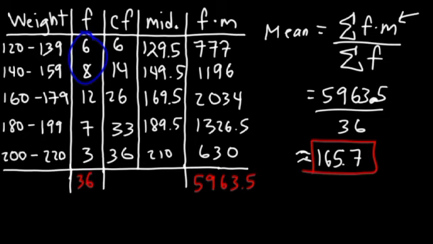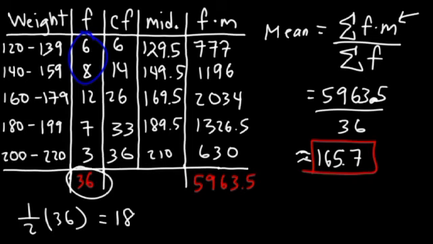Now, which interval contains the median and the mode? So the mode is basically the interval with the highest frequency, which is this one again, 160 to 179. Now the median, half of 36 is 18. Keep in mind 36 is the number of students that we're measuring the weight of. So half of that is 18. In which interval is the 18th student located in?